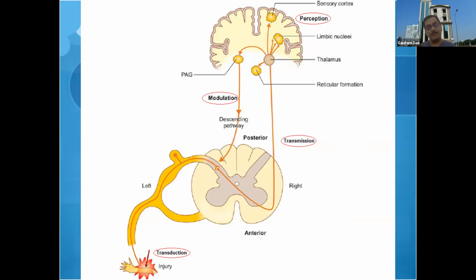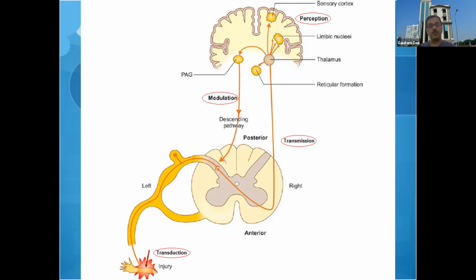So when a large diameter fiber is stimulated with the help of the interneurons, it closes the gate for the smaller diameter signals, stopping them from crossing the gate to go to the second order neuron. And there are a lot of practical applications of it.